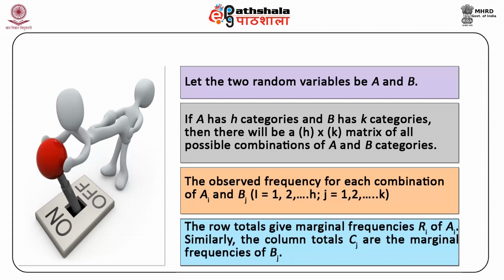The row totals give the marginal frequencies Ri of Ai. Similarly, the column totals Cj are the marginal frequencies of Bj. The total of the marginal frequencies of A will equal the total of the marginal frequencies of B. This total is the sample size n.